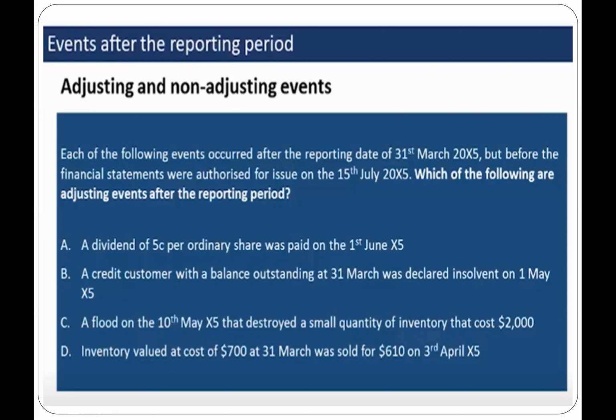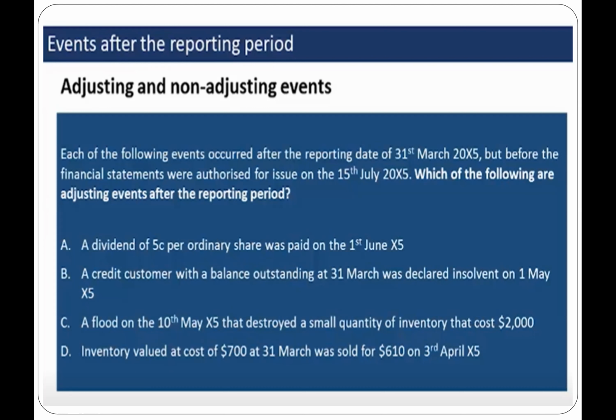It means by 31 March, probably that customer was already insolvent, which means we need to go back to our financial statements and reduce our receivables by the amount that we were owed by this customer who became insolvent. Then a flood on the 10th of May 2015 destroyed a small quantity of inventory that cost 2,000. So again, the flood happened on 10 May, which means by 31 March, the goods were still there. So as far as we are concerned, we are not going to go back and adjust anything. We are going to leave it as it is.